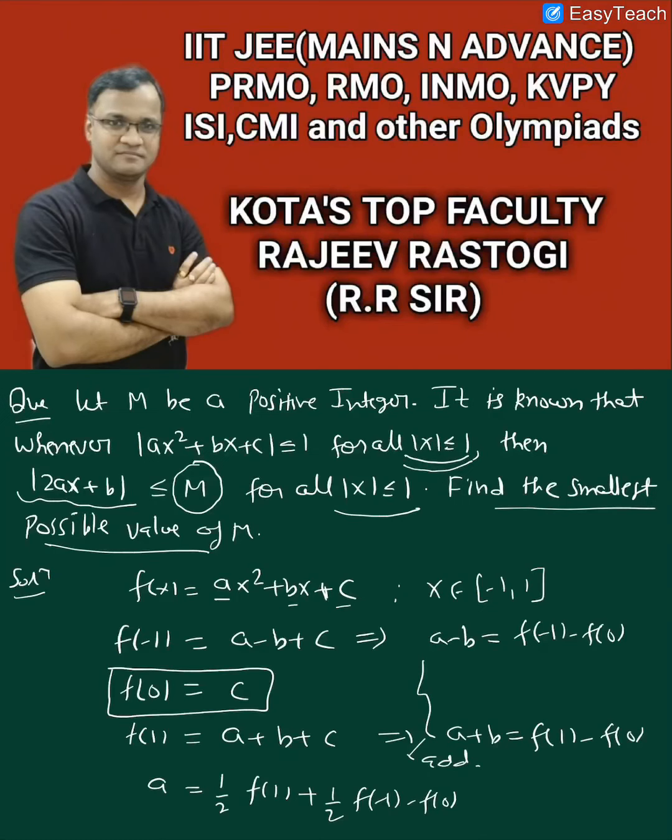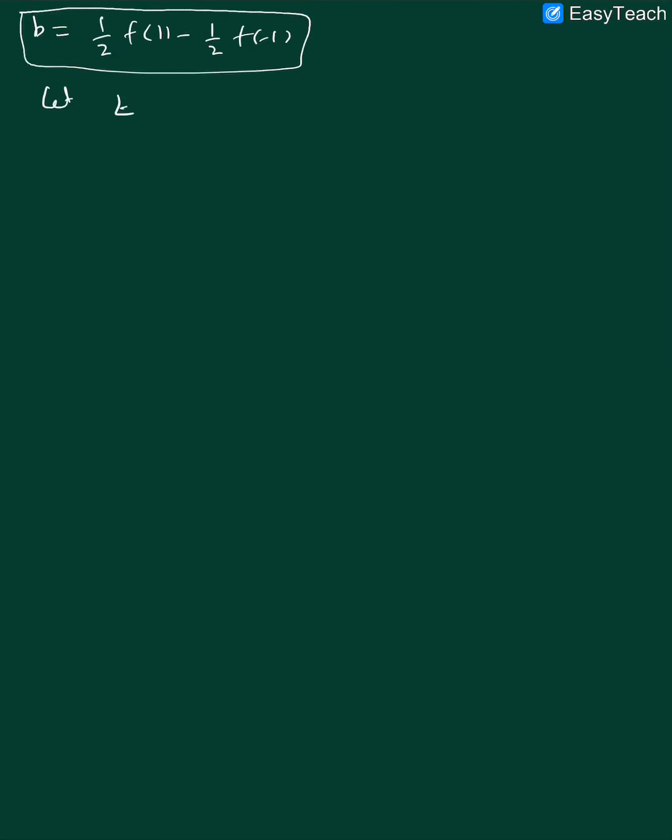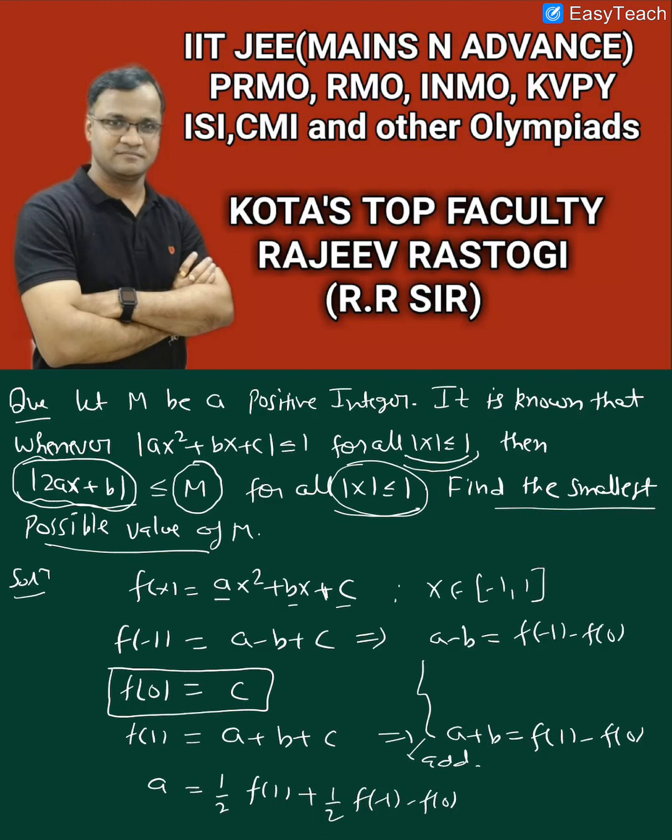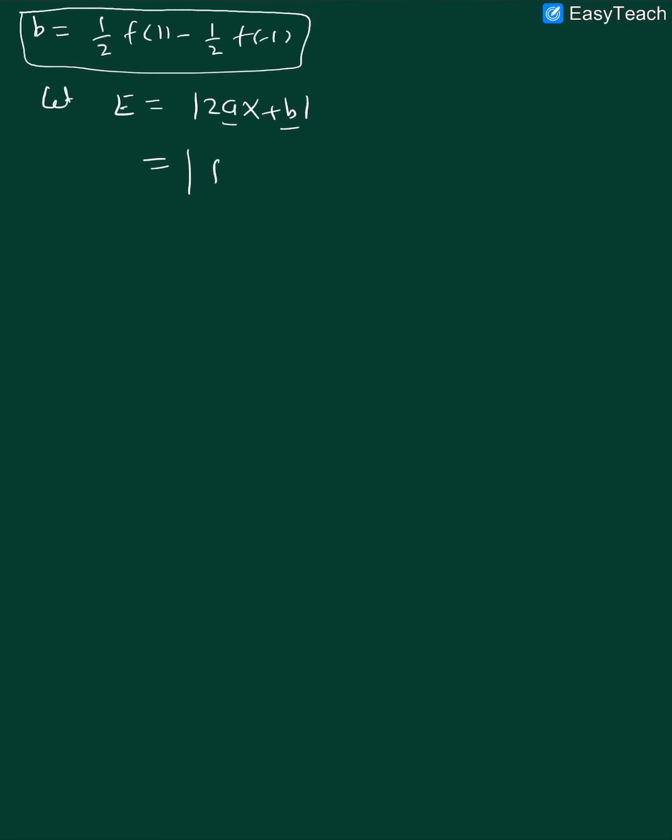Now what we have to do? We have to find out the maximum value of this expression mod of 2ax plus b over the interval mod x less or equals to 1. Okay, let E equals to mod of 2ax plus b. Now I am going to put the value of a and b in this function. Since 2a is what? 2a equals to f(1) plus f(-1) minus 2 times f(0). So we get f(1) plus f(-1) minus 2 f(0) times x plus b.